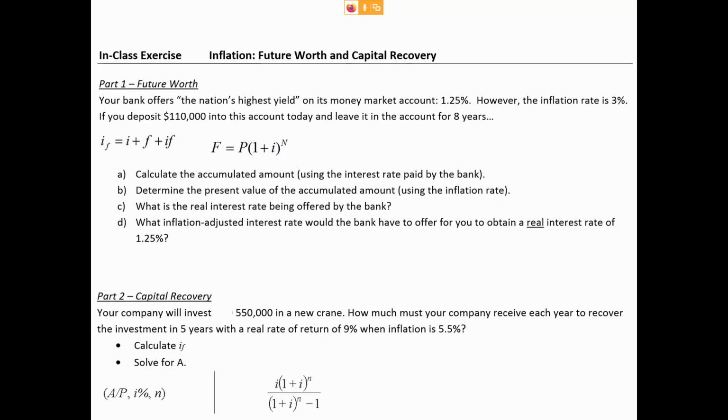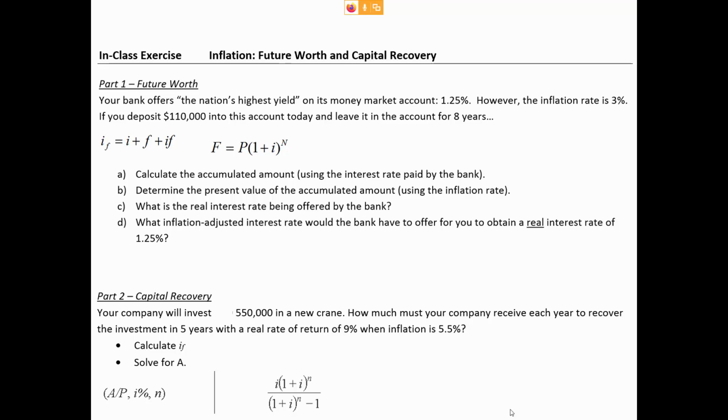Let's say that your bank offers, quote, the nation's highest yield, which is actually a claim that one of my banks makes, the nation's highest yield on its money market account. They're so proud of this money market account that's paying 1.25%. However, you know that inflation is 3%. So how could you get inflation data? Well, there are a lot of different ways. The government keeps pretty detailed statistics on how the prices of things are changing over time. So you could go to that Bureau of Labor Statistics resource and find out that F is 3%.